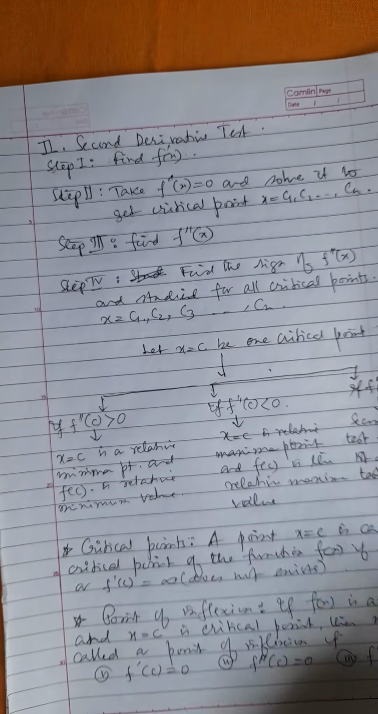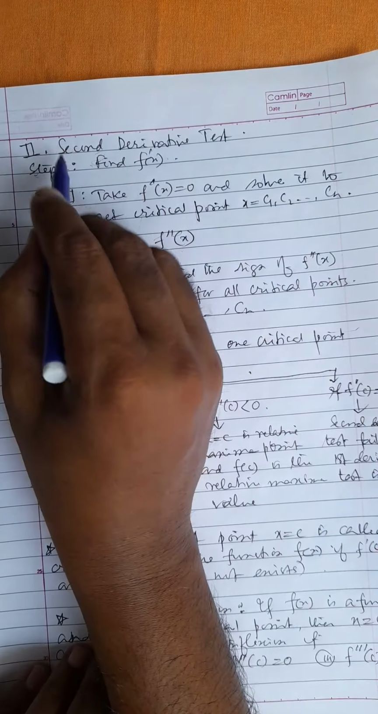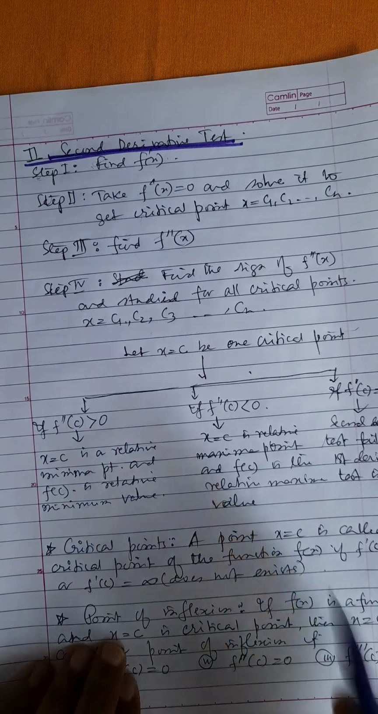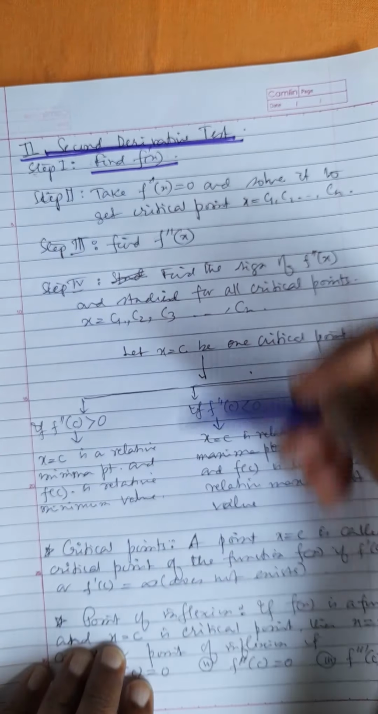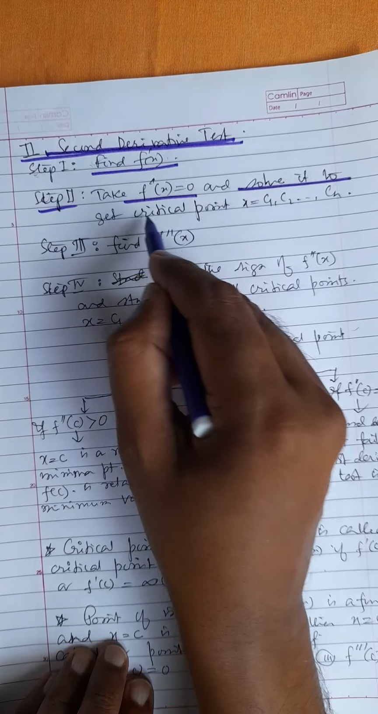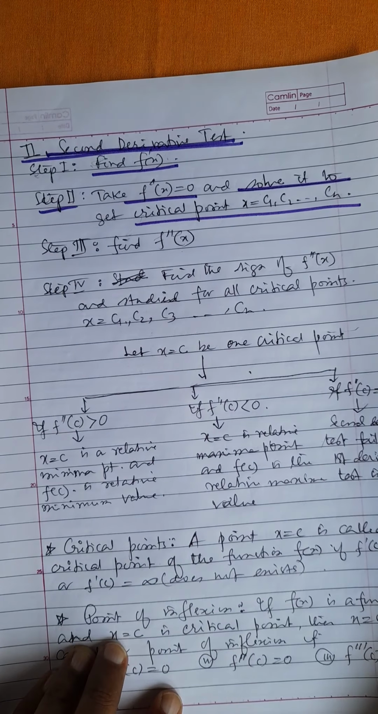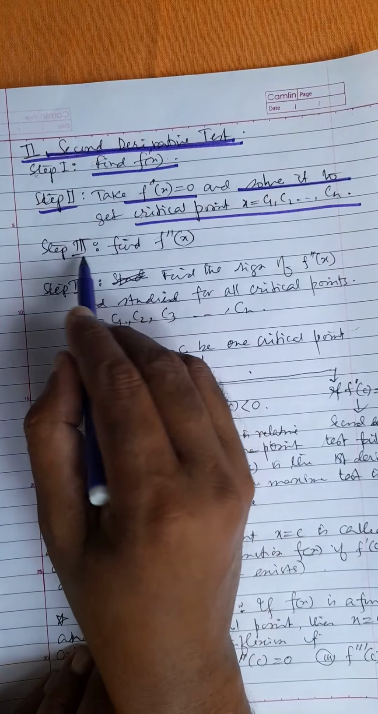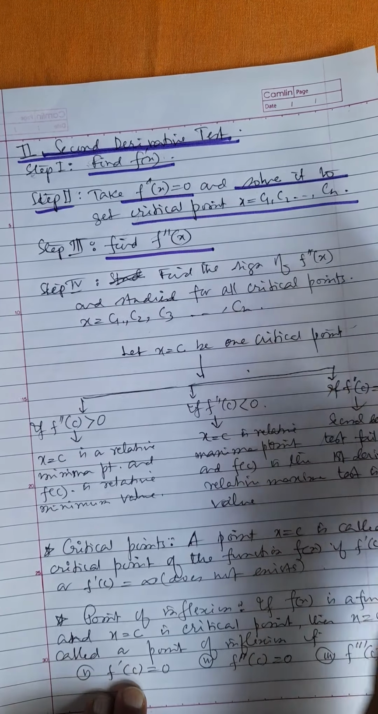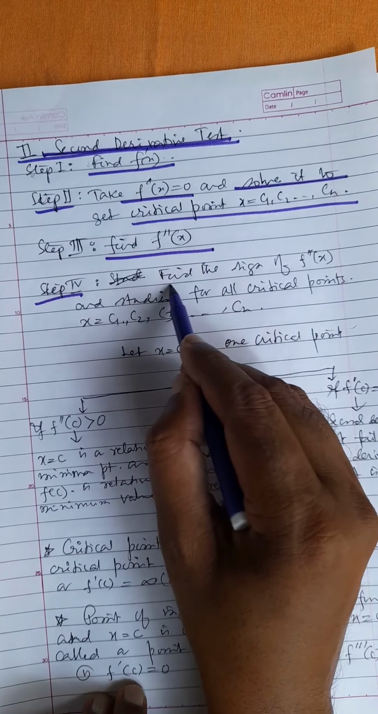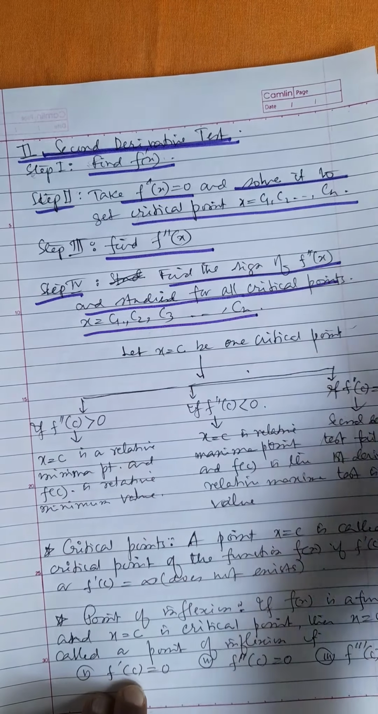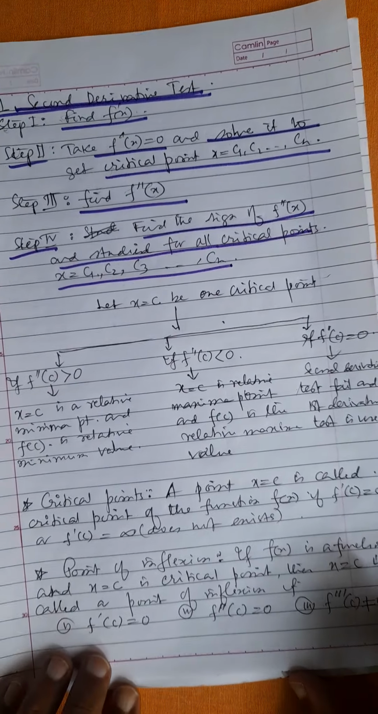Next, this is the important test, and in general we use this one, the second derivative test, to find the maximum and minimum value. Step 1: find f'(x). Step 2: take f'(x) equal to 0 and solve it to find the critical points. The first and second steps are the same. Step 3: find f''(x), the second derivative. Step 4: find the sign of f''(x) for all the critical points, whatever they are.